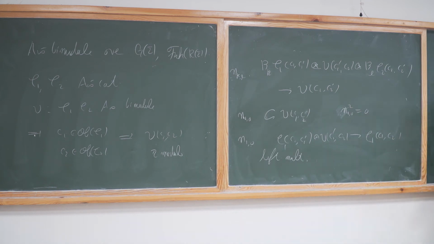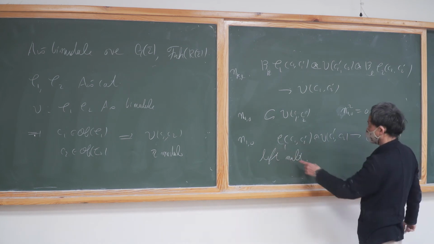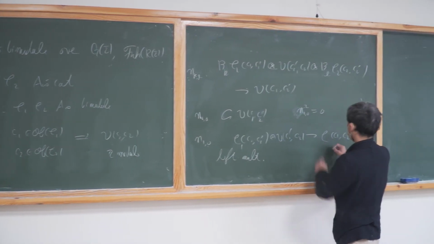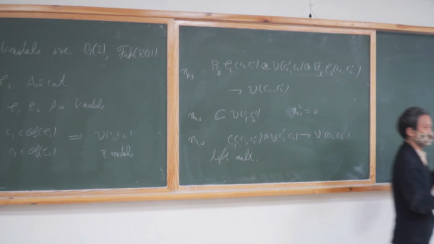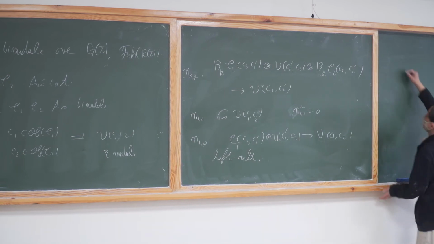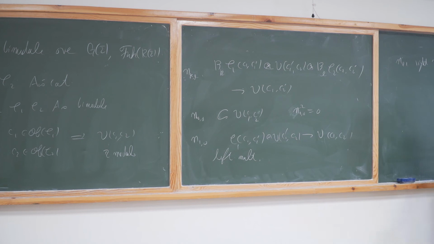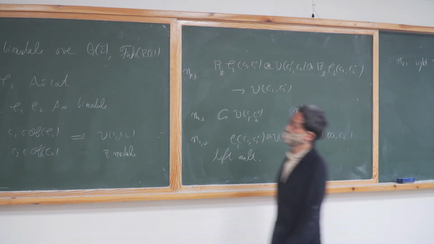Is it the V in the B? No, V in the target. C1 acts on V. Oh, this is C2. No, this is B, yeah, B. Yes, you're right. And you have this N01. This is the right multiplication. And so on. And you have all higher N_KL, which satisfy some kind of infinity type relations. This is called an A-infinity bimodule.